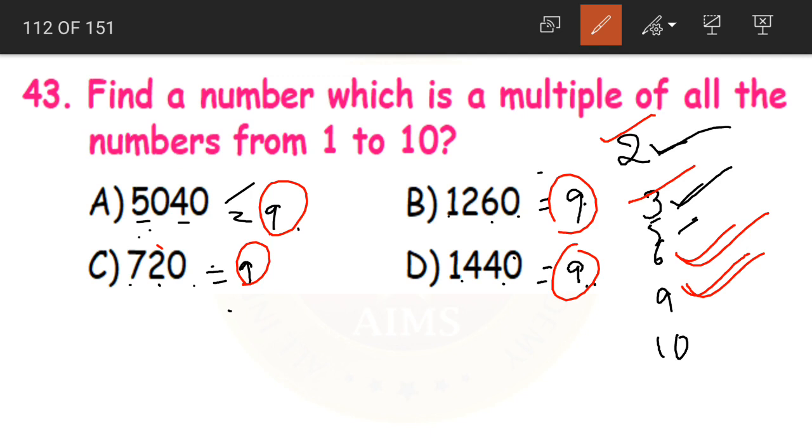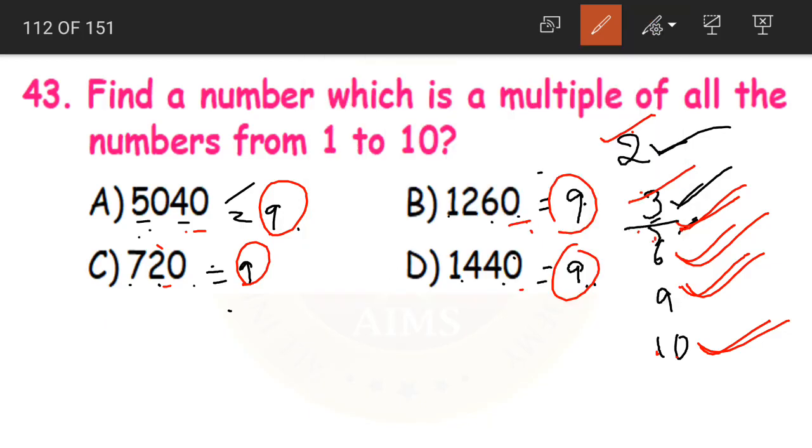Now coming lastly to 5 and 10, the number should have 5 or 0 in the ones place. Yes, they are all having 0 in the ones place. So it is divisible by 5. And also, as all the numbers have 0 in the ones place, they are also divisible by our number 10. Yes, children? Yes. So the given numbers are divisible by 2, 3, 5, 6, 9 and 10.